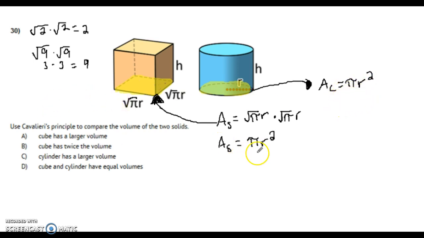So we notice that both of these cross sections have the same area. Then we have to check and make sure that the height is the same on each, and both of these heights are also the same. So we can say that the volume of the two figures has to be equal. And that's using Cavalieri's principle.